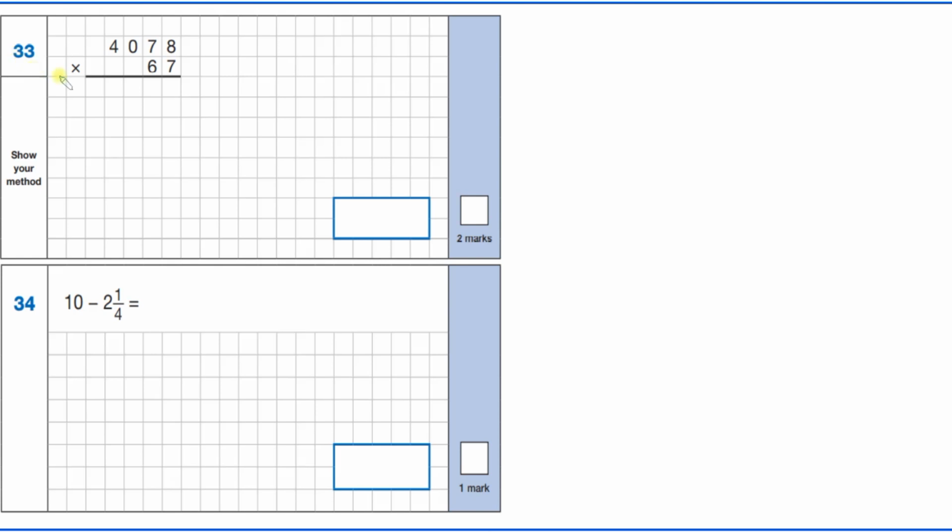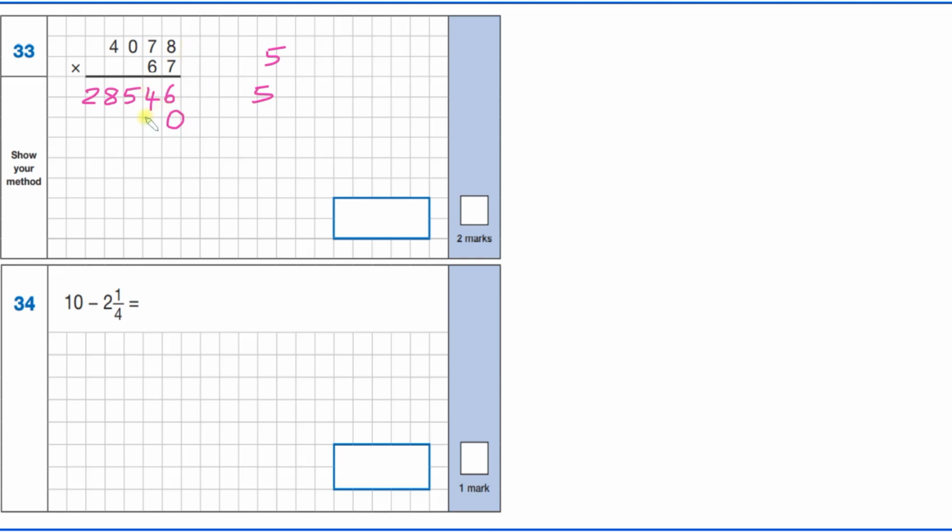Question number 33, 4-digit number multiply by 2-digit number. Let's do this one. 7 times 8 is 56, 5 remaining. 7 times 7 is 49 plus 5, 54, 5 remaining. And 7 times 0 is 0 plus 5 is 5. 7 times 4 is 28. Now place a 0 before you start the second digit.